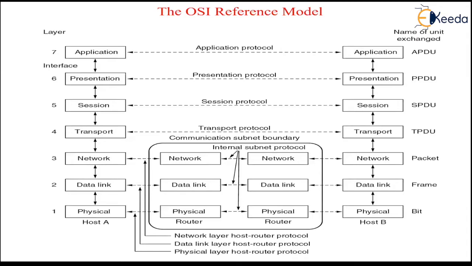Then encryption. To carry sensitive information, the system must be able to ensure privacy or security. Encryption means that the sender transforms the original information to another form and sends the resulting message out over the network. Decryption performs the reverse task and transforms the message back to its original form.